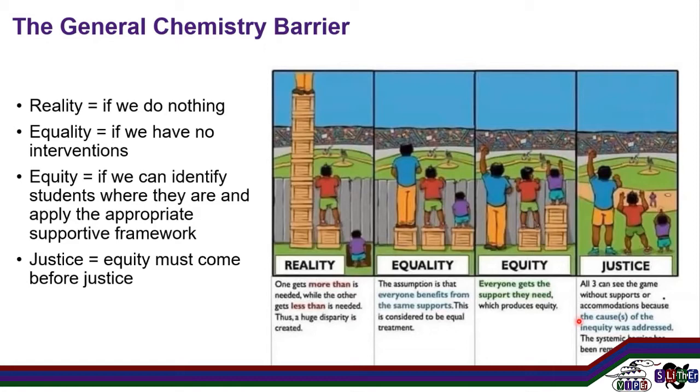So I think where we need to try to reach is this equity, where if we can identify students and know where they are, either formally or informally, then we can provide the appropriate supportive framework. And ultimately we may want to get into this justice area, but as far as an instructor or a department or an institution for our chemistry classes, we're kind of focused on this right now.